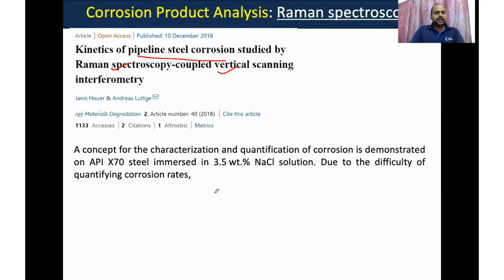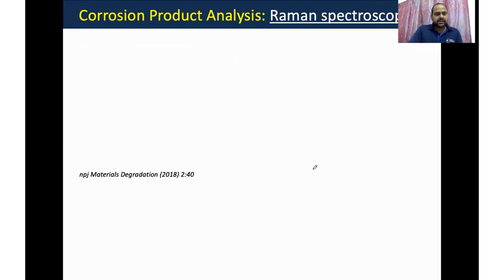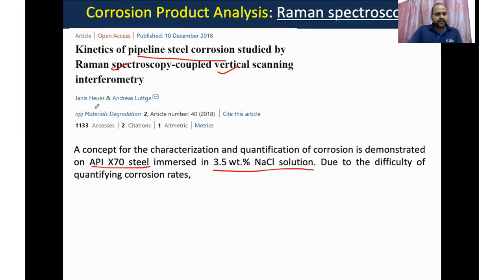In this study, a concept for the characterization and quantification of corrosion is demonstrated on API X70 steel, which was immersed in 3.5 weight % NaCl solution. I'm not going to talk about the detailed experiment. If you are interested, just follow this reference. I would even suggest you download this reference and read it to get a clearer idea about Raman spectroscopic analysis in the case of corrosion products.